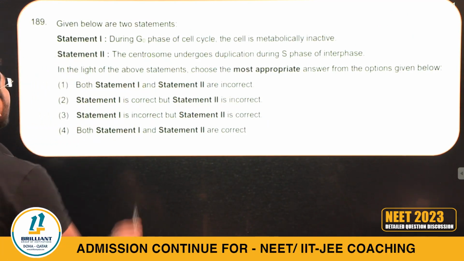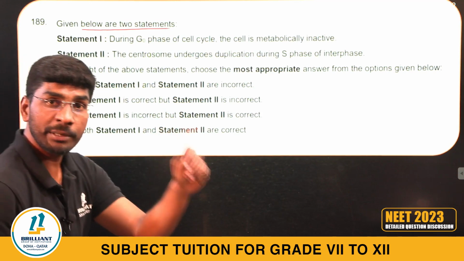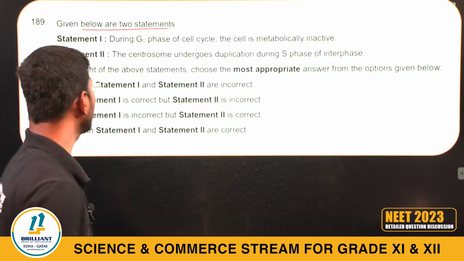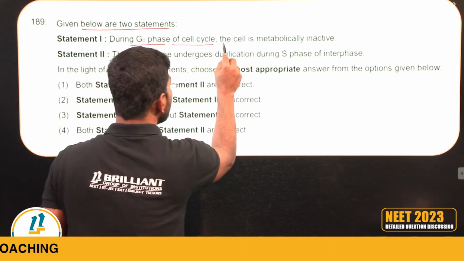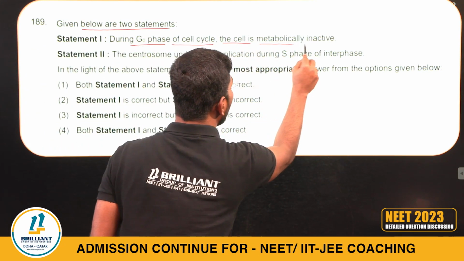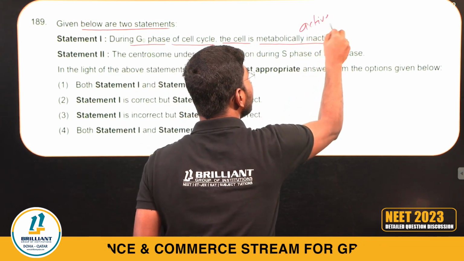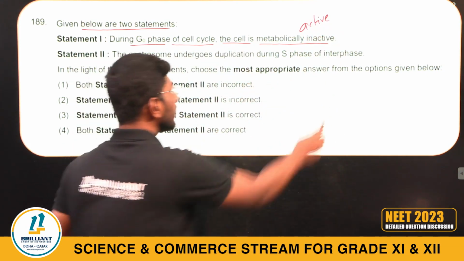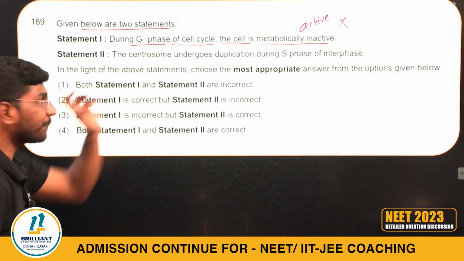Question number 189. Given below are two statements. Statement based question again. Statement 1 and statement 2. During G0 phase, that means quiescent phase, of the cell cycle, the cell is metabolically inactive. Metabolically active, division-wise inactive. So this statement is wrong. Statement 1 is wrong.